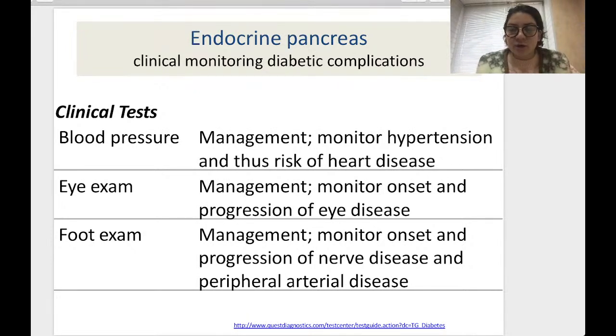The next target organ that we obligatorily examine in a diabetic patient is the eye, with management of different eye disorders. The most frequent of them is diabetic retinopathy, so we monitor onset and progression of eye disease. And it can be foot examination.